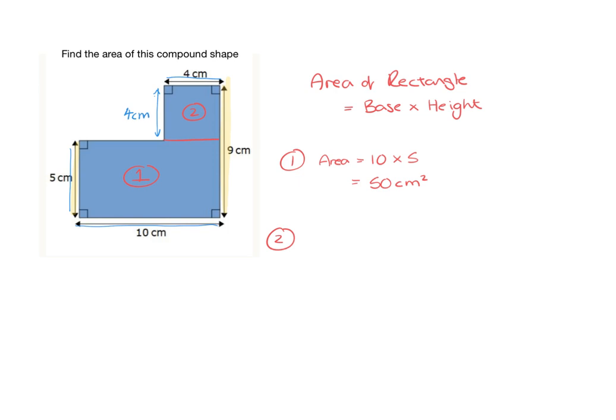And now I've got the two lengths, so I can work out my area. So my area for shape 2 is going to be equal to 4 multiplied by 4, which is 16 centimetres squared. So now I can calculate my total area. And to find my total area, I'm going to add my two separate areas together. So I'm going to add my 50 and my 16. And this is going to give me 66 centimetres squared for my total area.